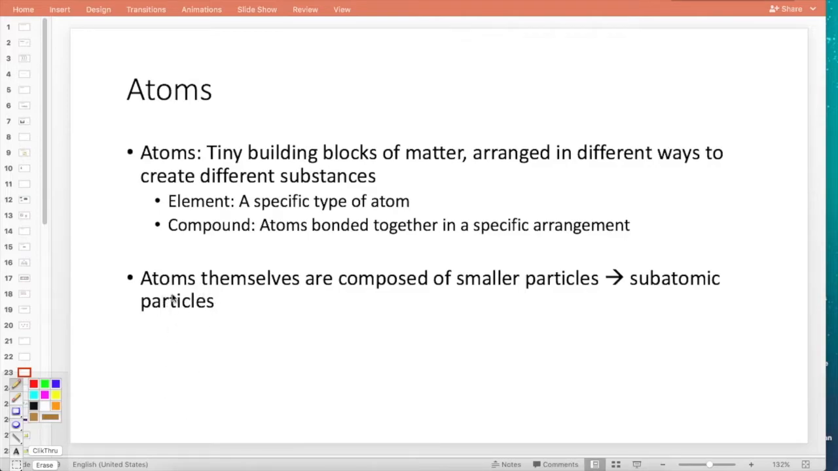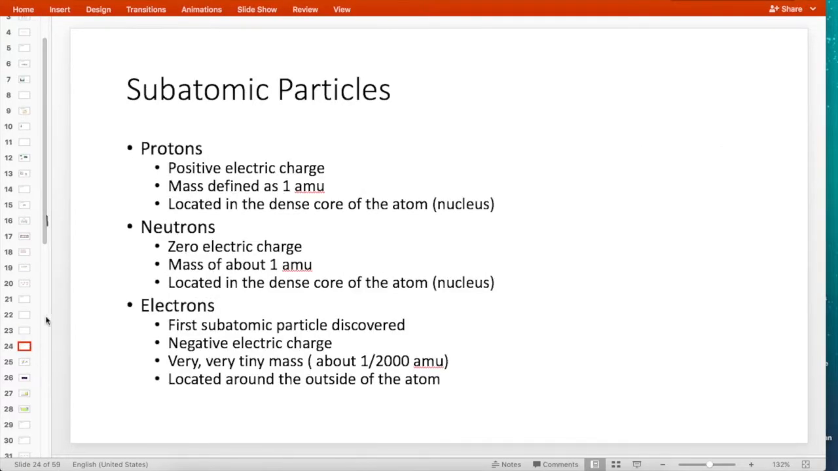It turns out that atoms themselves are composed of even smaller particles, which we refer to as subatomic particles. Let's start talking about these subatomic particles. Subatomic, that prefix sub, meaning that we're below the level of the atom, so even smaller than an atom. And there are three types: protons, neutrons, electrons. You guys probably know a lot of this already.